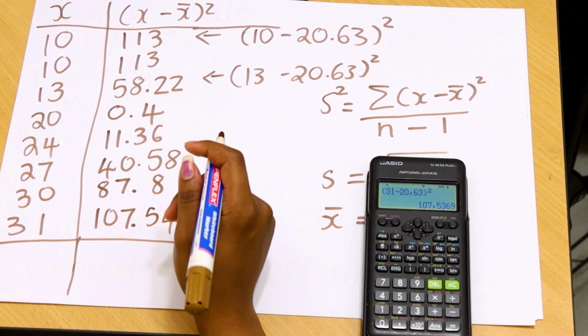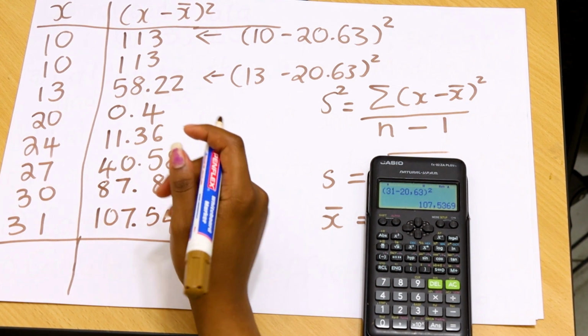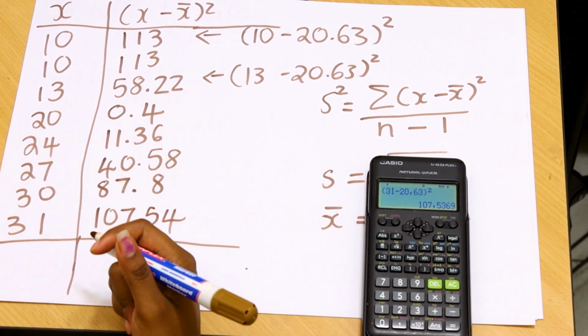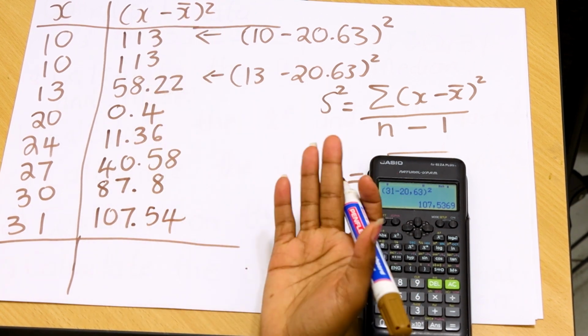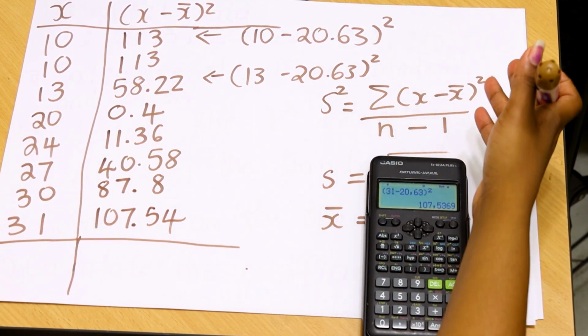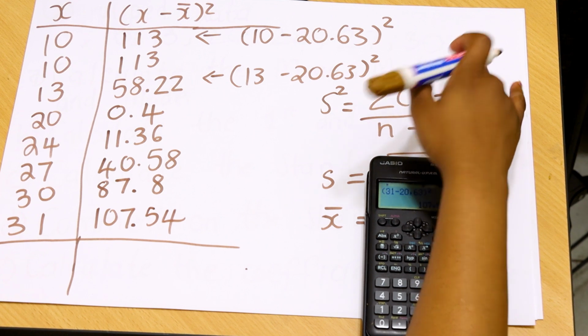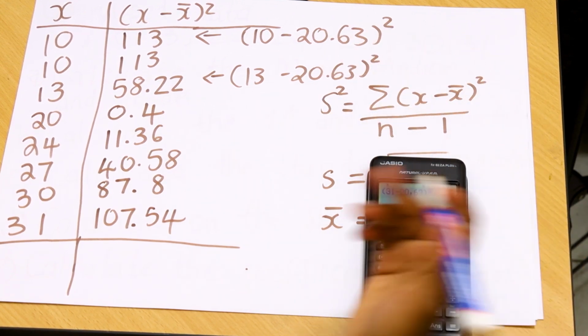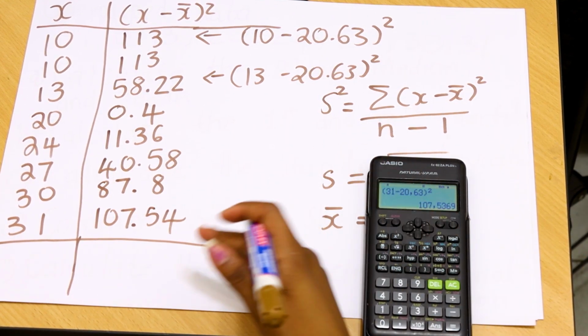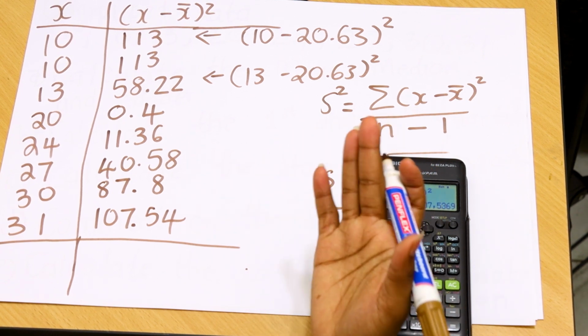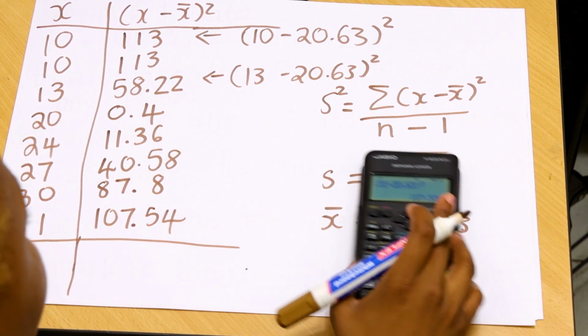Now, we now have the square of all the deviations from the mean for our values. What we have to now do is to sum everything up so that we get the sum of x minus the mean all squared, divided by n minus 1, and we find our variance. Then after that, we find the square root that would give us the standard deviation.